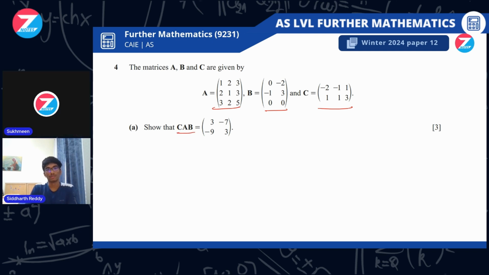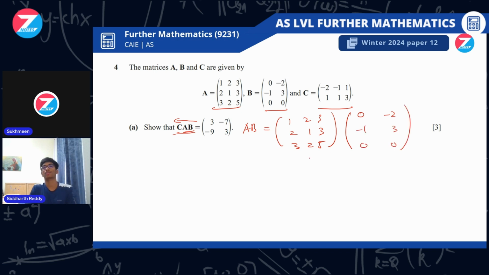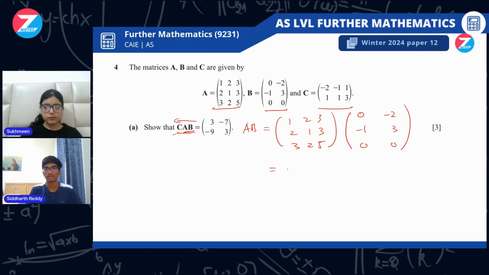So this is a matrix multiplication question. In these types of questions, you have to know that the matrix multiplication moves from right to left. So first we have to multiply AB, and then we have to multiply that product with C. So first let's find out AB. So AB is equal to 1, 2, 3, 2, 1, 3, 3, 2, 5 times 0, minus 2, minus 1, 3, and 0, 0. The process is actually pretty arduous, so I recommend you get a calculator which has matrix multiplication enabled. I'll still be doing it for you.